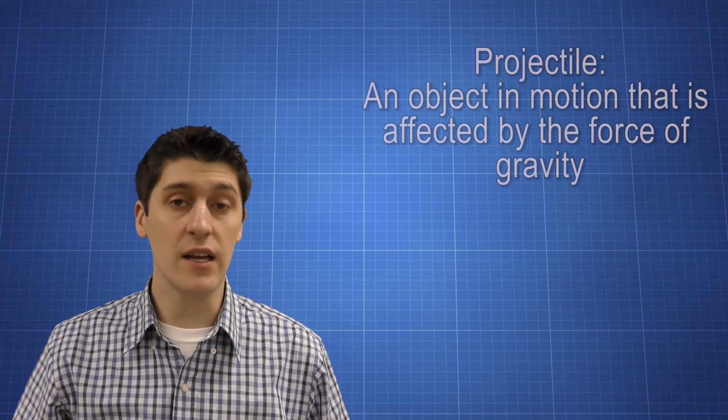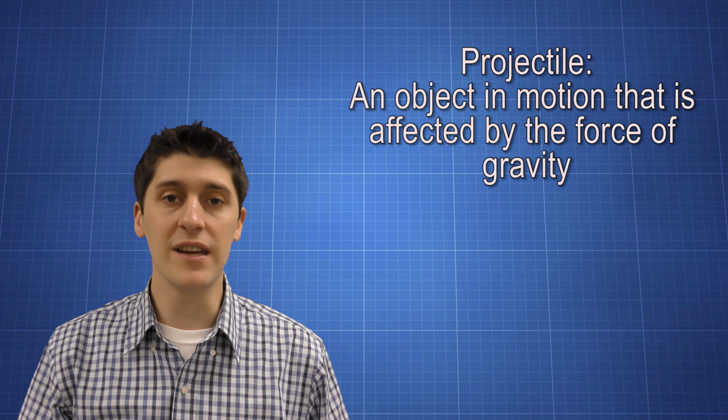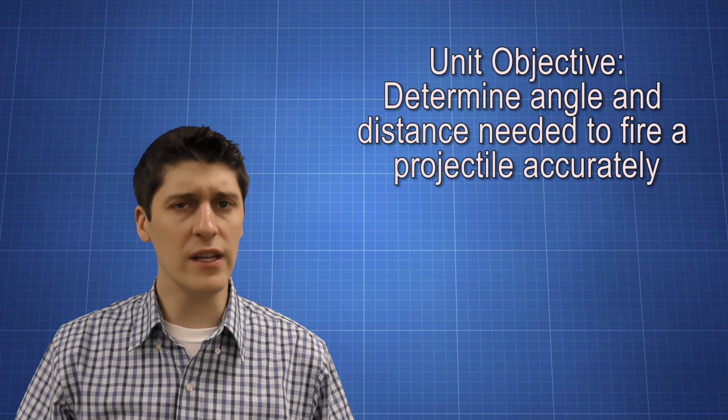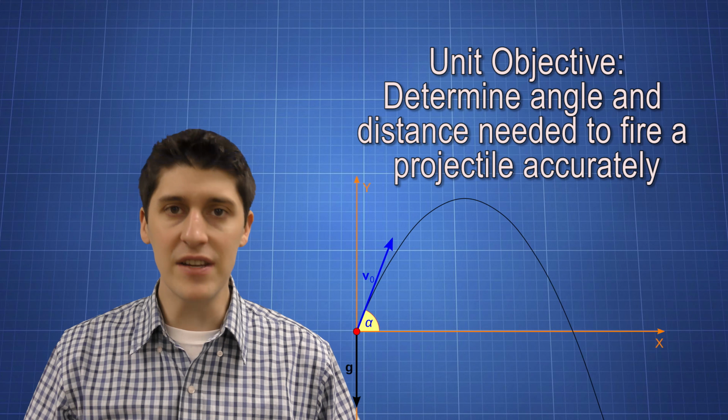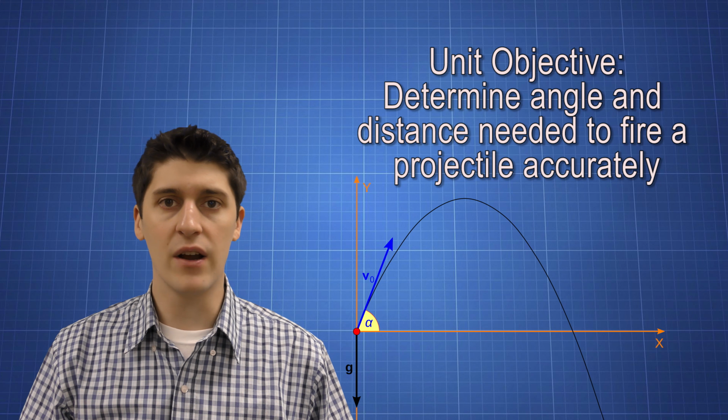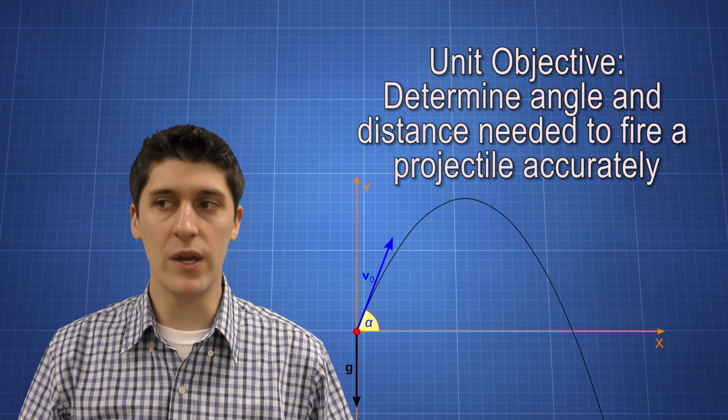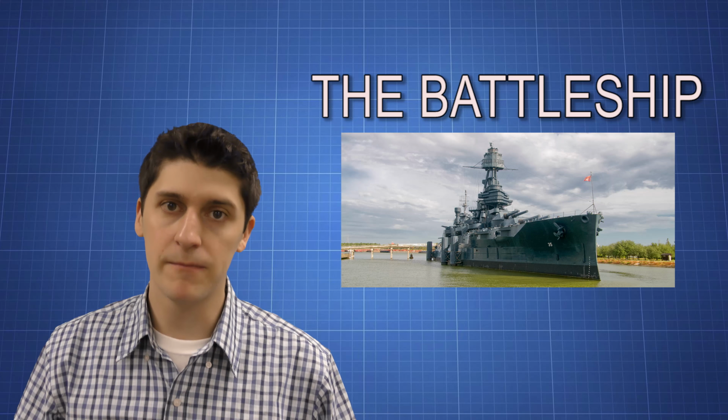In this unit, we're going to focus on the motion of projectiles. A projectile is any object that's in motion that's influenced by gravity. Our goal here is to quickly be able to find angles and distances needed to fire a projectile so that we can shoot at other people's battleships. What? Yeah, that's right. This unit, we're building battleships. But before we get there, we need to start simple.